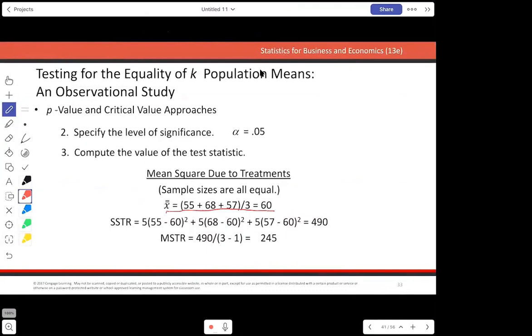And then we get the SSTR by taking nj times x bar j minus x double bar, and we square that. We do that for each of the 3 columns. When we do that, we get a total SSTR of 490. When we divide it by the degrees of freedom, k minus 1, which is 2, we get 245. So that will give us SSTR and MSTR.